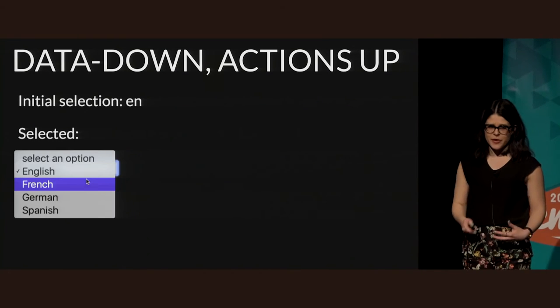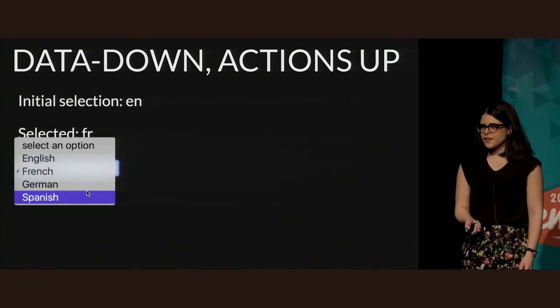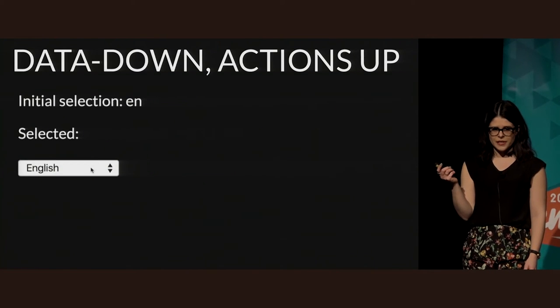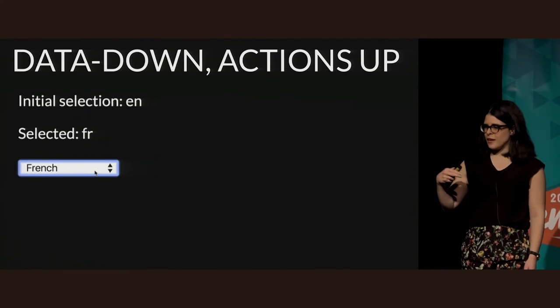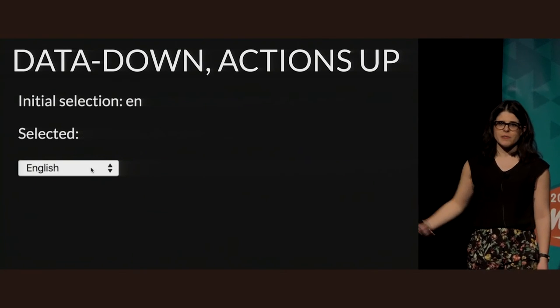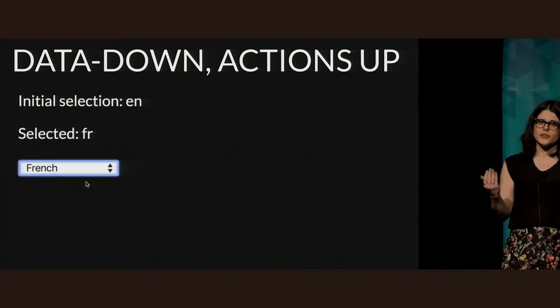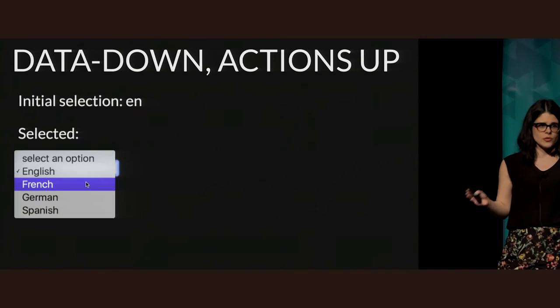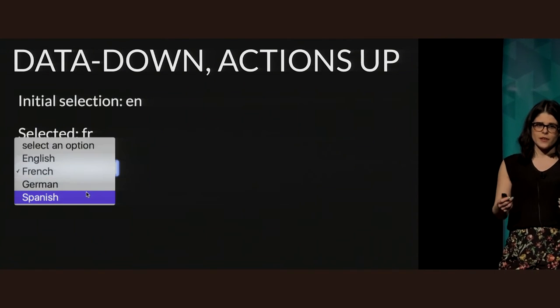So put that all together and we get something like this, where I'm able to have an initial selection here, but I can pass that initial selection in as data down, and I can make changes with actions up, and you'll notice that that original value does not get mutated by my select anymore. So that is really awesome and allows you all sorts of flexibility to manage your data flow as you see fit.